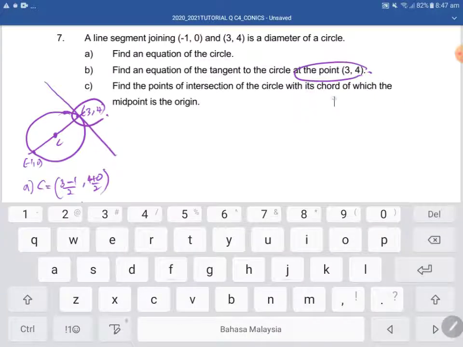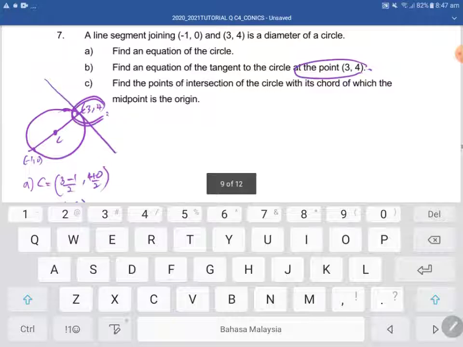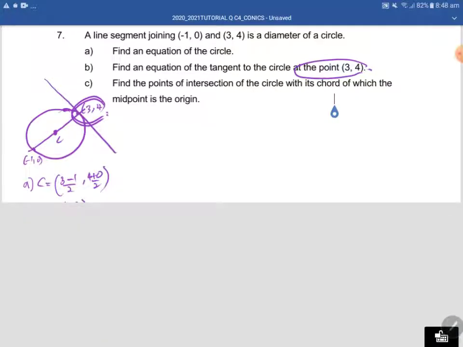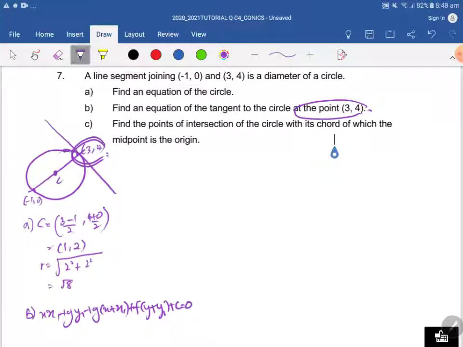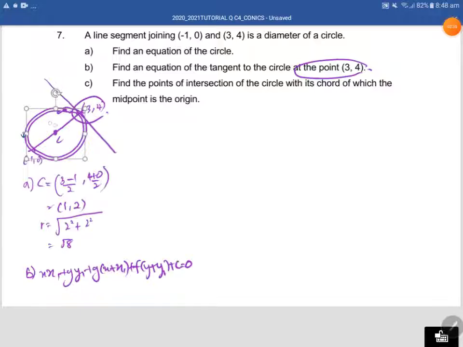And then the last one, find the points of intersection of the circle with its chord. What does it mean by chord? Okay, so a chord is the line connecting 2 points on the circle.